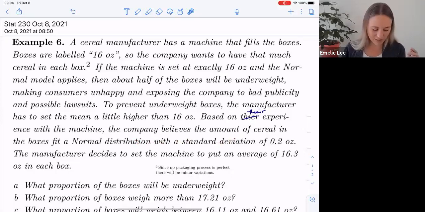Based on their experience with the machine, the company believes the amount of cereal in the boxes fits a normal distribution. So now we're given that it follows a normal distribution with a standard deviation of 0.2 ounces, and the manufacturer decides to set the machine to put an average of 16.3 ounces in each box. I did keep the little footnote here that since no packaging process is perfect, there will be minor variations. And that's what we're here for, right? Statistics is studying that variation and how we can control it, or not control it, but how we can avoid underfilling boxes, for example.